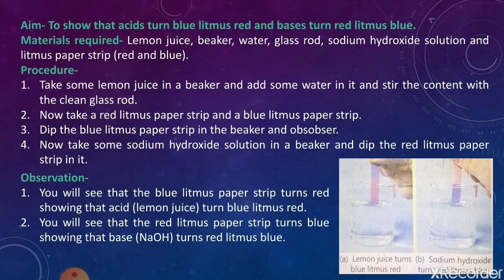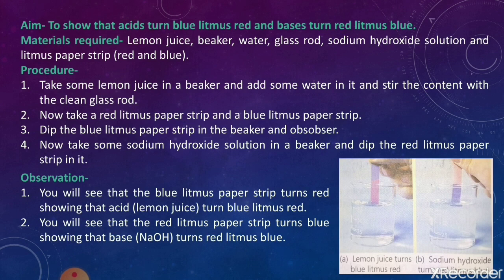Then when we dip the red litmus paper in the lemon juice solution, it remains red in color. Now we take sodium hydroxide solution, NaOH, in a beaker and dip red litmus paper into it. It will turn blue in color. Then again we take blue litmus paper and dip it in the sodium hydroxide solution. Then the blue litmus paper will remain blue.